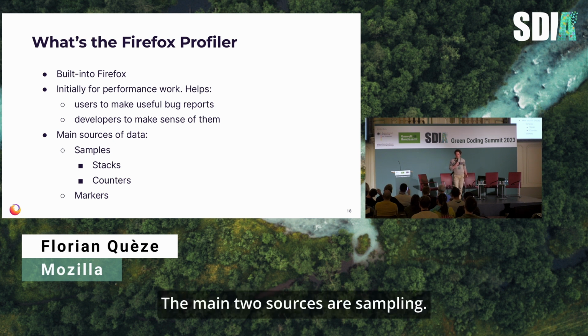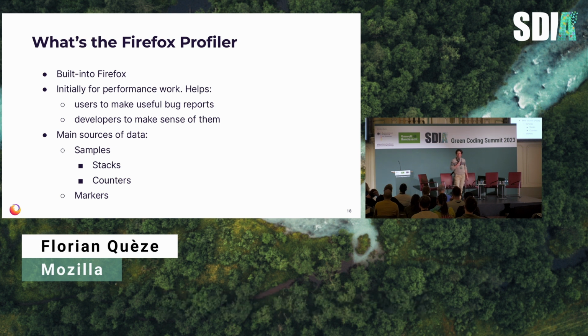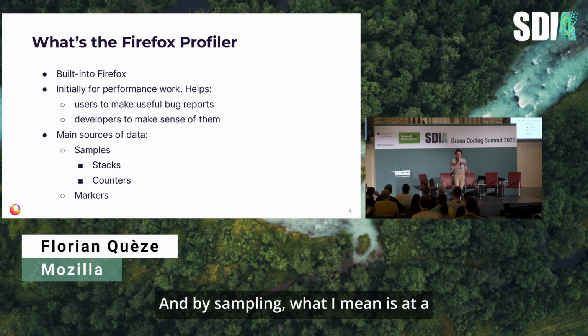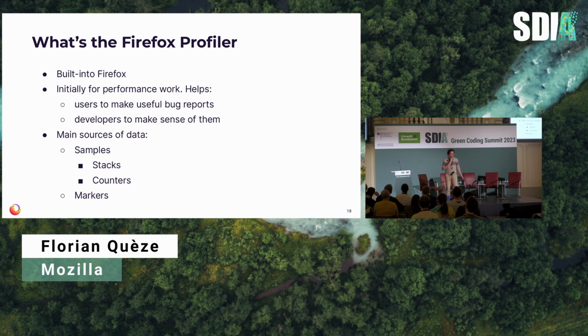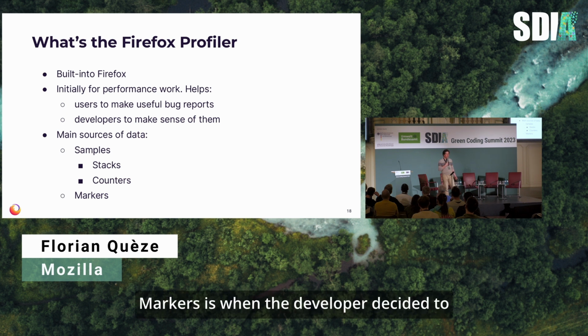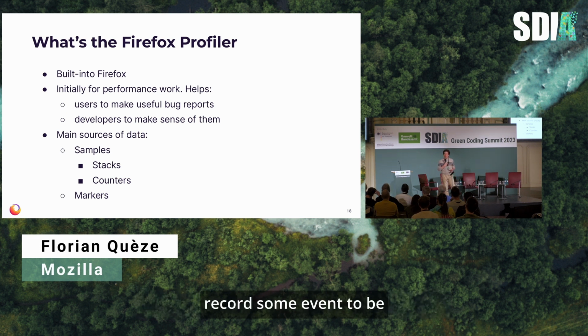The main two sources are sampling, and by sampling, what I mean is at a fixed interval, we pause the execution of the software. We capture information about, for example, the execution stacks or the values of some counters. And the second source of information is markers. Markers is when the developer decided to record some event to be able to see at which point in time it happened, how often it happened.